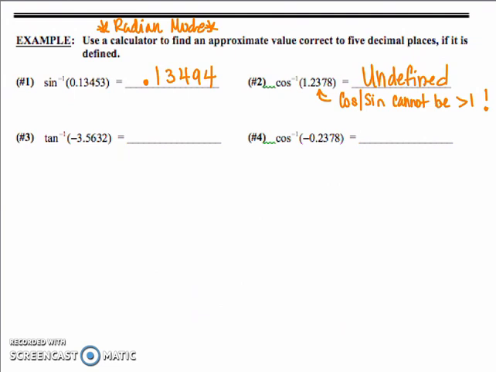So that's easy. Okay, try your inverse tangent of negative 3.5632. You should get negative 1.29719. And the last one, inverse cosine of negative 0.2378. You should get 1.81090. So just making sure that you're okay with the calculator function and being able to type this in and get the answers that match mine.